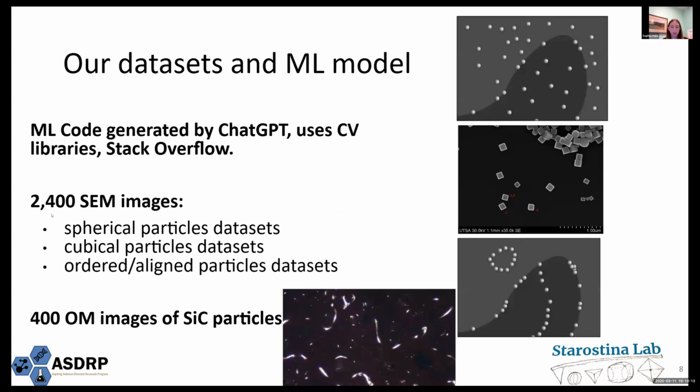For our data sets and code, our code includes parts that are ChatGPT generated, uses CV libraries and Stack Overflow. For our images, we have 2,400 SEM images divided into 3 different data sets of spherical particles, with one that is disordered, with an example being in the top right, and the other that is ordered, with the example being in the bottom right, and cubical particles, with an example being the middle image. Additionally, we have 400 optical microscope images of silicon carbide particles, with an example being the most bottom left image.